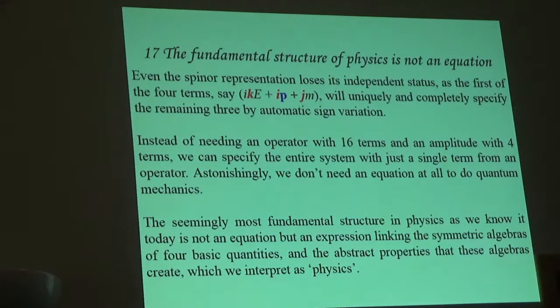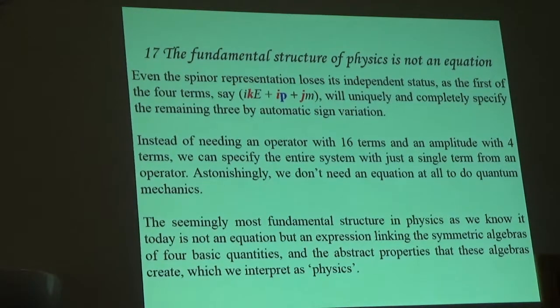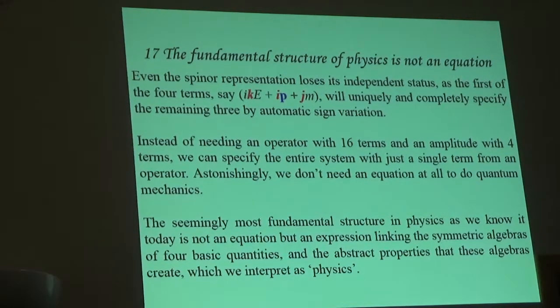So even the spinor doesn't mean anything because it's only the first term that matters. Now consider you've got 16 in the standard Dirac operator. You've got 4 in the wave function. That's 64 terms. Well, we've only got 1. So we've reduced it to less than 2% of the original that you need.